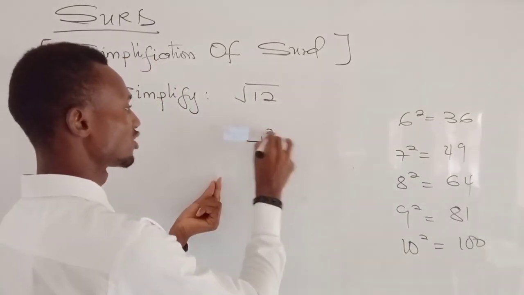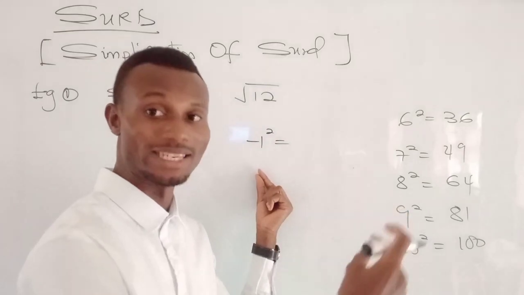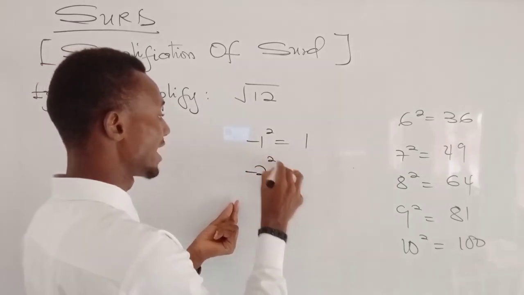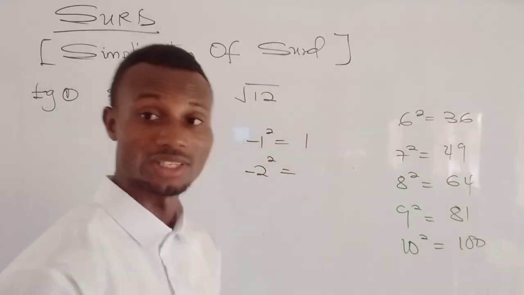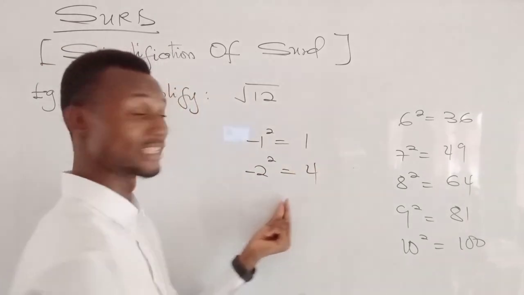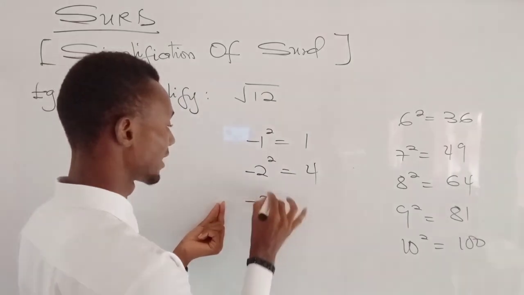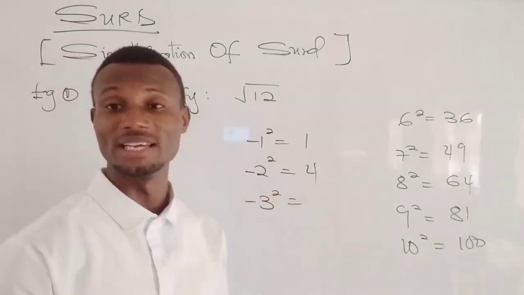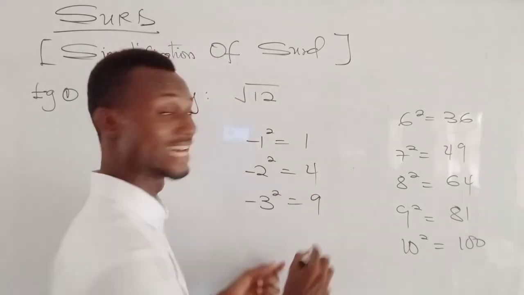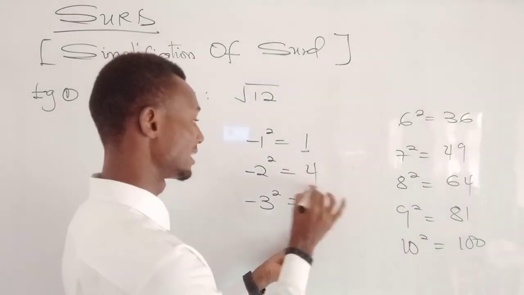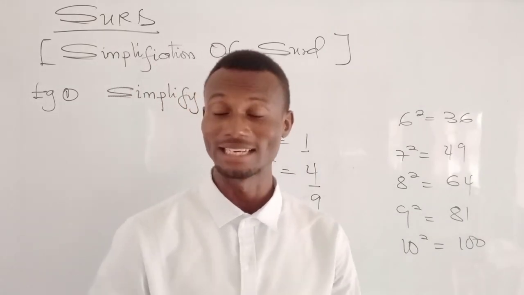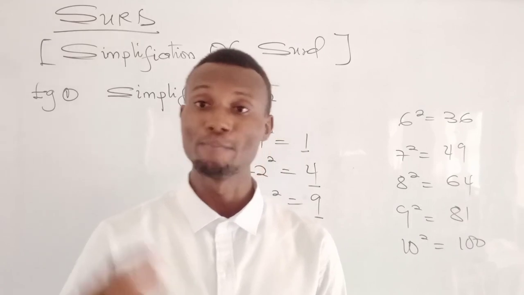Assuming I have negative 1 squared, it means negative 1 times negative 1, and that gives me positive 1. Now let me do negative 2 squared. Negative 2 times negative 2 gives me positive 4. Let me do negative 3 squared as well. Negative 3 times negative 3 gives me positive 9. So this is a perfect square, this is a perfect square, this is a perfect square. The square of any integer, the result is what we refer to as a perfect square.